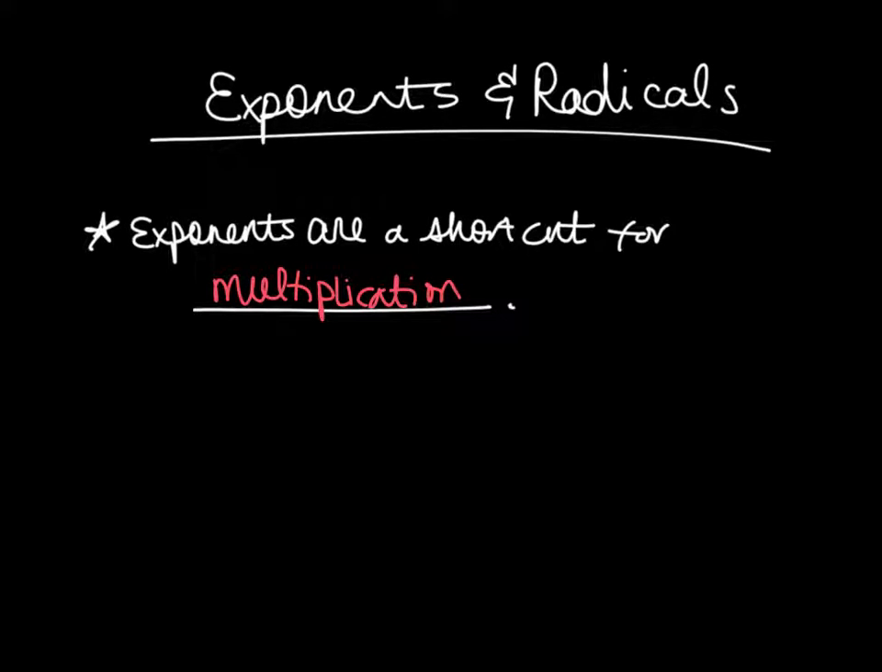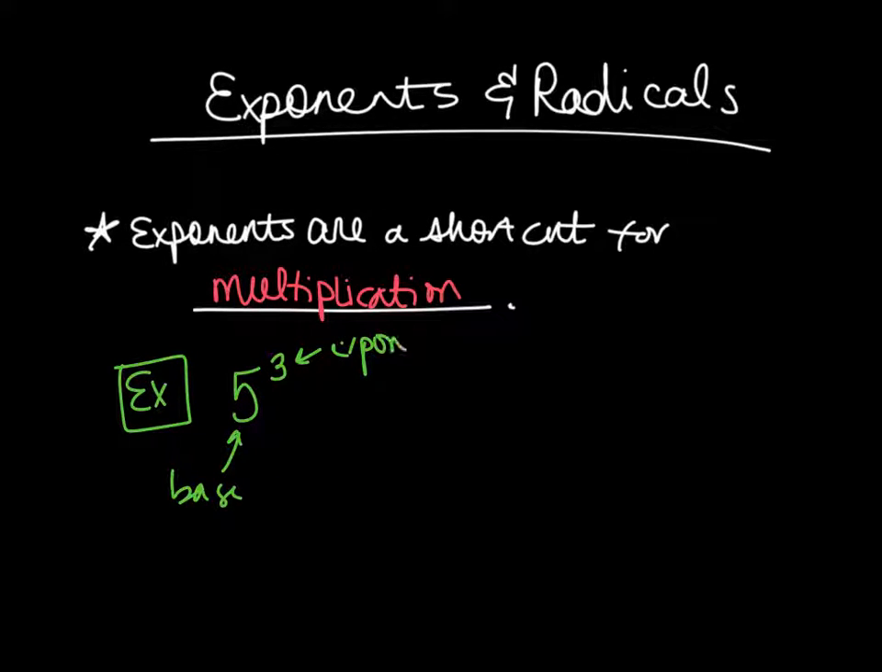Sorry, I can't write and talk at the same time. So what I mean by that is if we have something like, for example, so we'll put a little example here in our notes. If we have like 5 to the third power, the 5 is the base. That's the number that's being multiplied. And as you may know, 3 is the exponent. And 5 to the third would be the same as saying like 5 times 5 times 5.